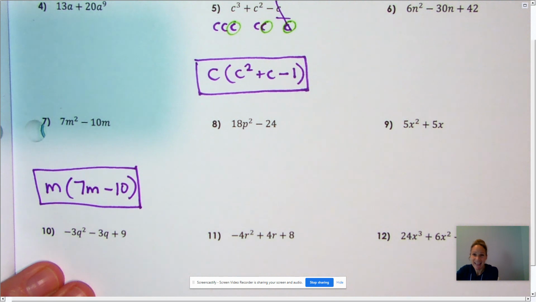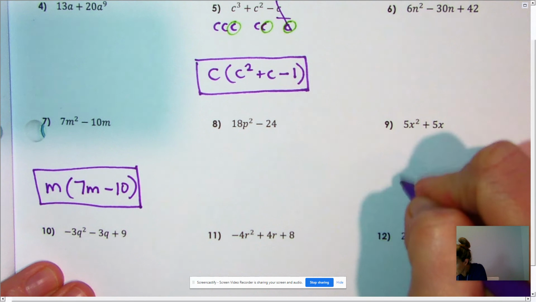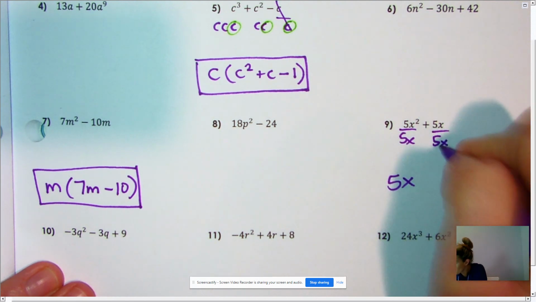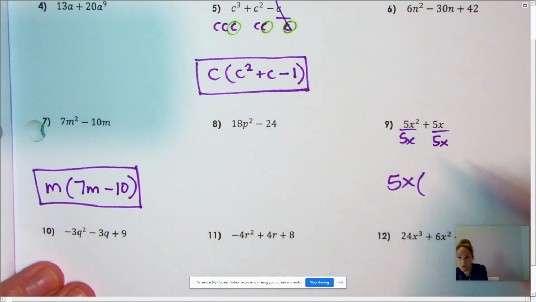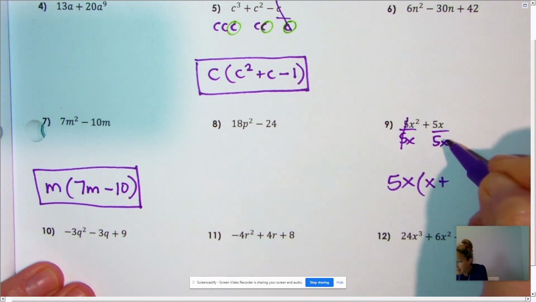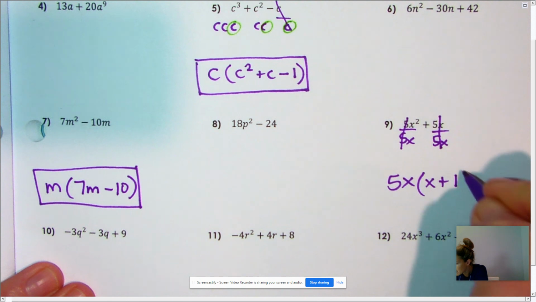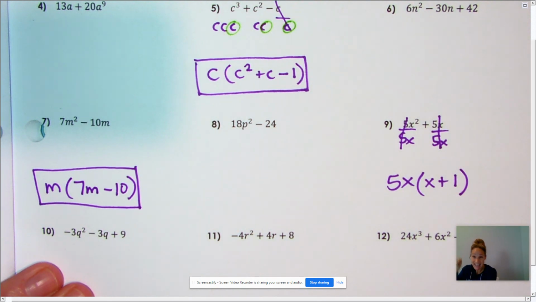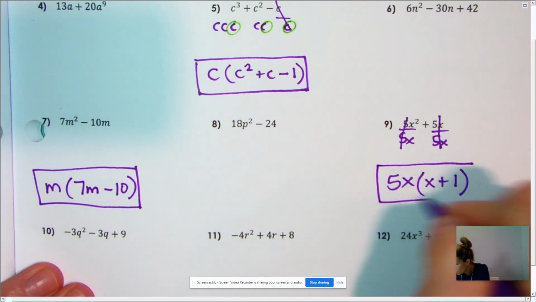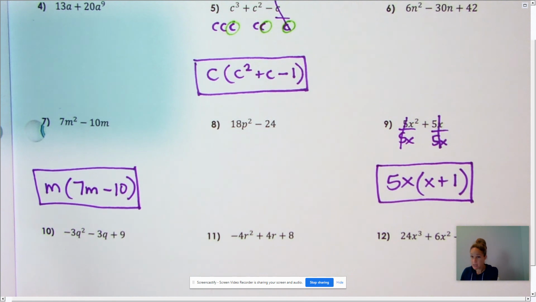And then question number 9, you're going to say, what do they have in common? They both have a 5 and they both have an X. So if we divide by 5X on both of those, all that's left from the first one, the 5's cancel, I have 1X left over. 5X and 5X are exactly the same. 5X goes into 5X 1 time. Anytime it's exactly the same, we're going to put a 1 there to save the place, so that when we multiply it back, it ends up where it's supposed to go. Because we're just dividing, we're not subtracting.